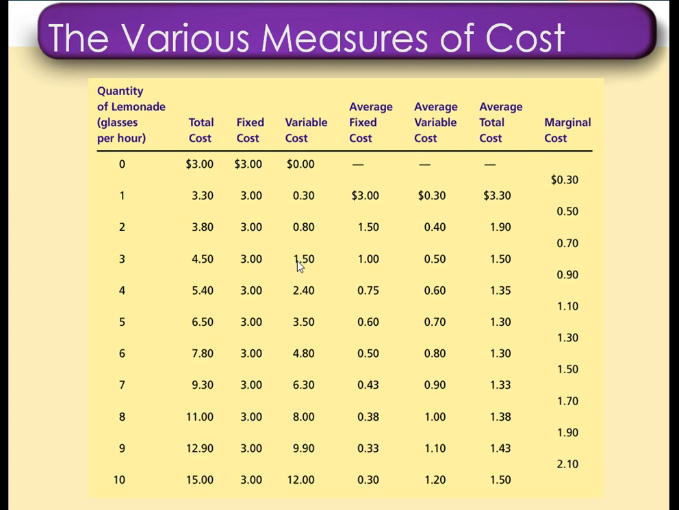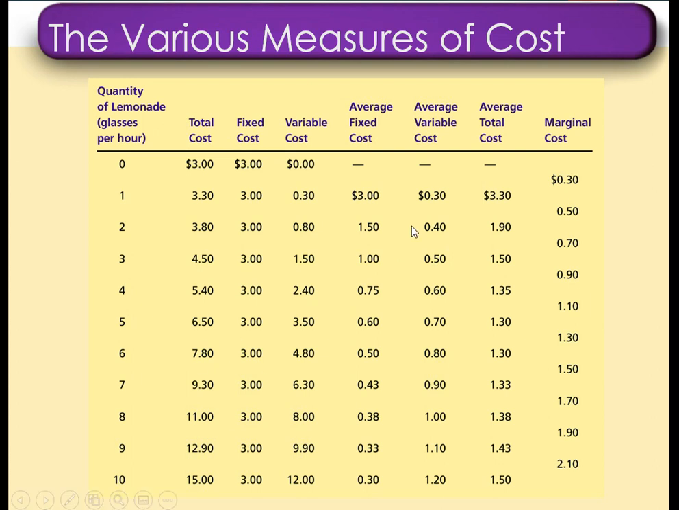And here variable cost is 1.50, and we are producing 3 units. So we divide 1.5 by 3, and it gives us the average variable cost. And here we are producing 4 units, and our variable cost is 2.40. So we divide 2.40 by 4, and it gives us an average variable cost of 0.60, and similarly it goes on. So this is the method of calculating average fixed cost and average variable cost.